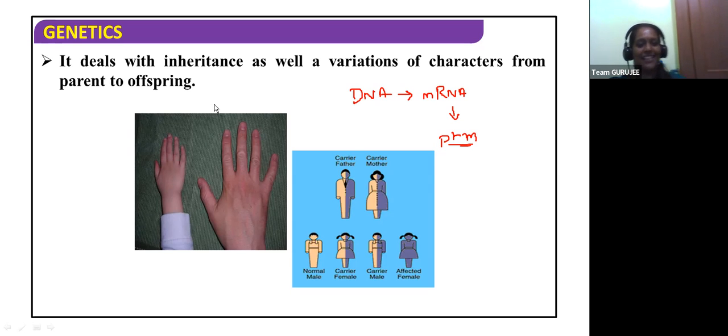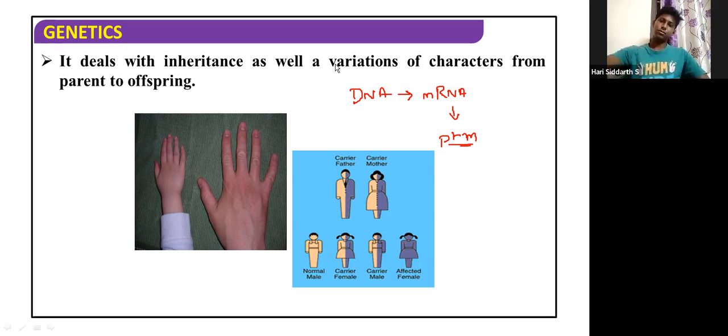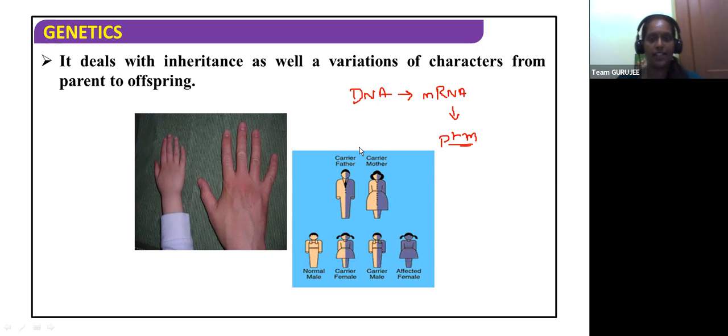Yes, ma'am. Okay. So this is what we're going to be talking about in this chapter, the basis of genetics actually. So what is variation? What is variation? I told you inheritance. What is variation?